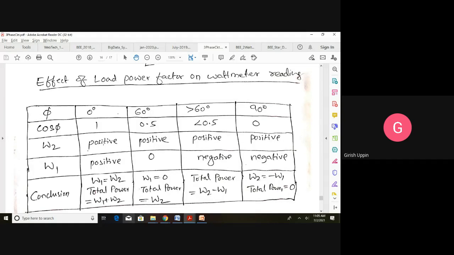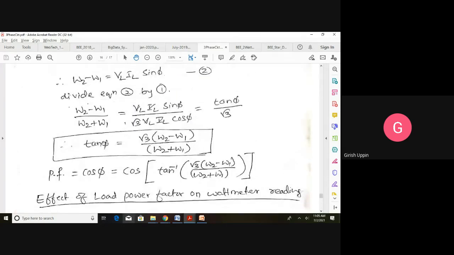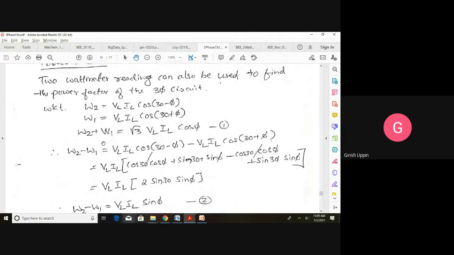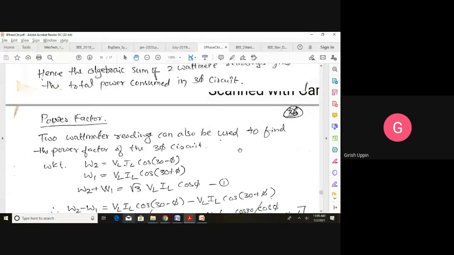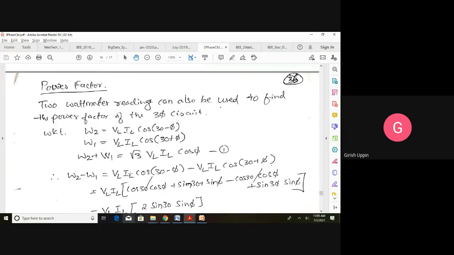Why positive? You can take the formula. You remember the formula, right? Here is the formula. This is phi is 0, so VL IL cos 30, VL IL cos 30. So both wattmeters will be positive and they are equal.